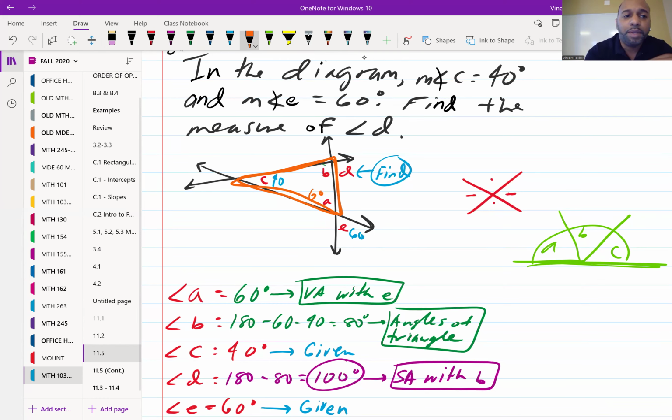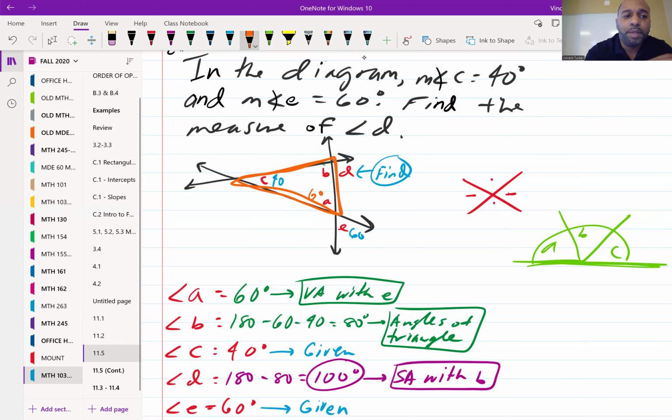So before we go any further, is everybody okay with how we got A and B? Once again, A is a vertical angle with E, so that means it's equal to E. And then to find B, we recognize that we have a triangle right here. And so all of those angles have to add up to give us 180 degrees.